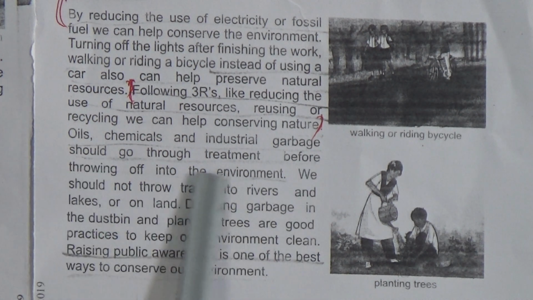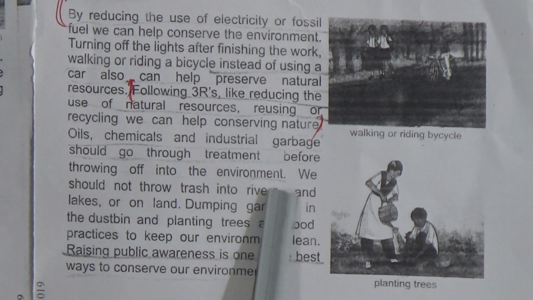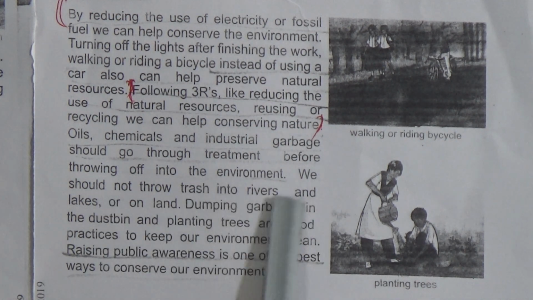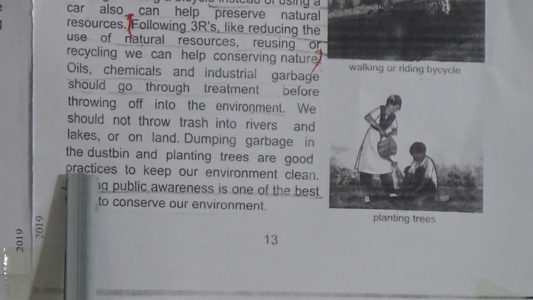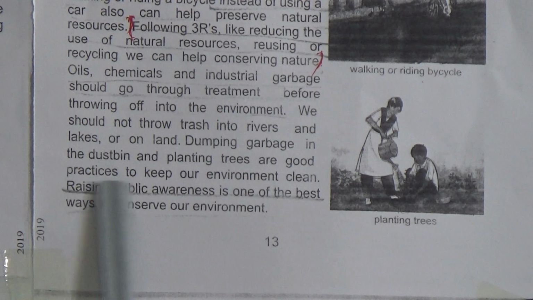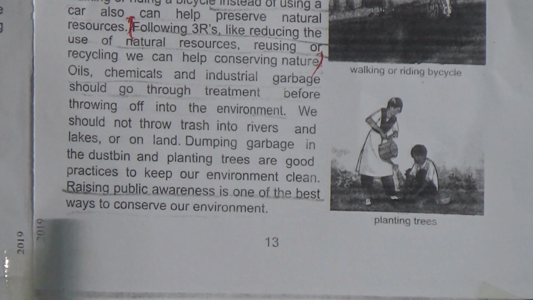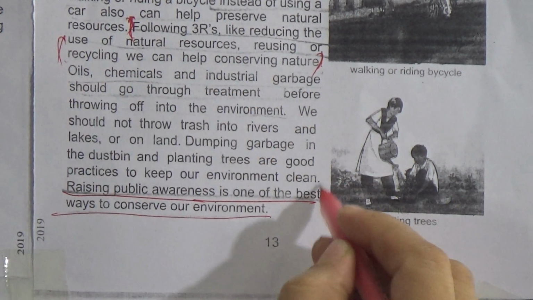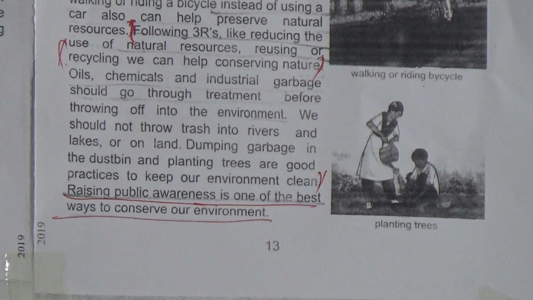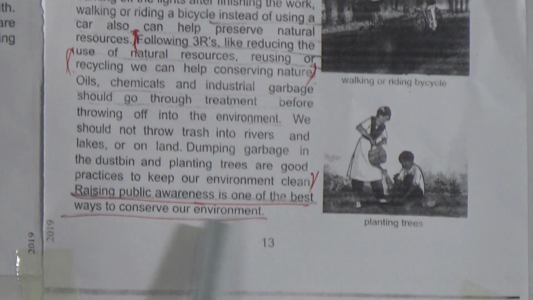Oils, chemicals and industrial garbage should go through treatment before being thrown into the environment. We should not throw trash into the rivers and lakes or on land. Dumping garbage in the dustbin and planting trees are good practices to keep our environment clean. Raising public awareness is one of the best ways to conserve our environment. So my dear students, underline the last line, this is important, fill in the blanks, and this one is also a question answer. How can we prevent environmental pollution?